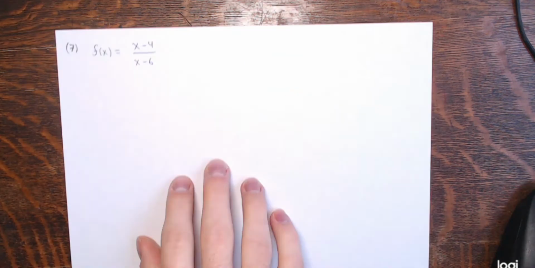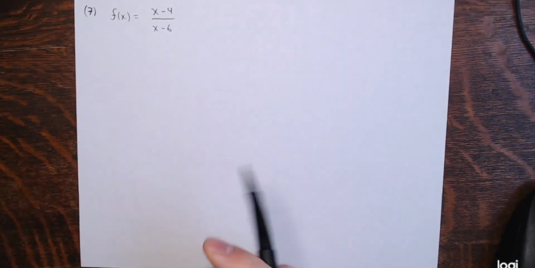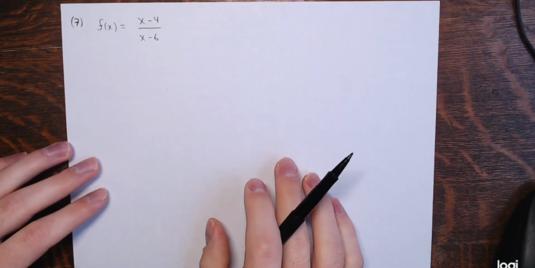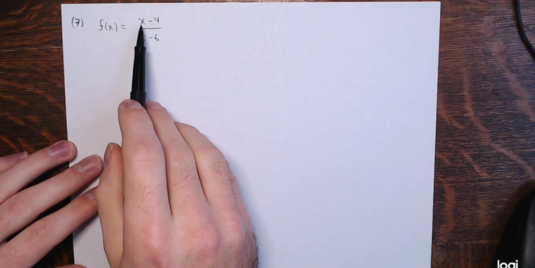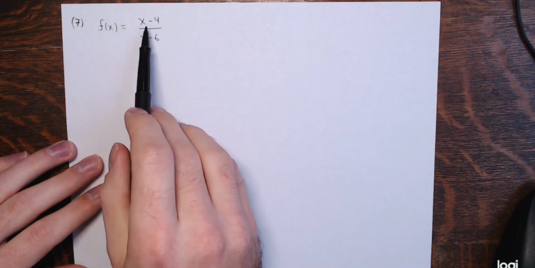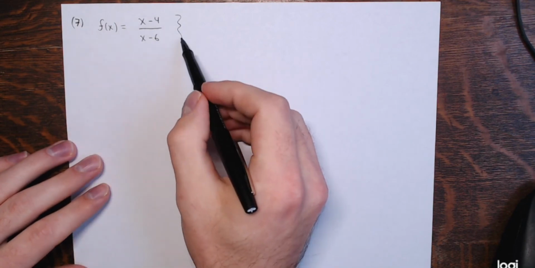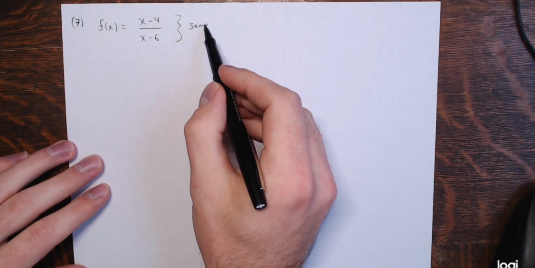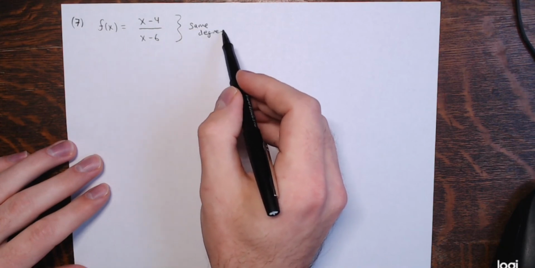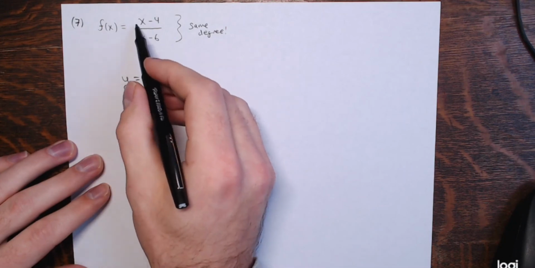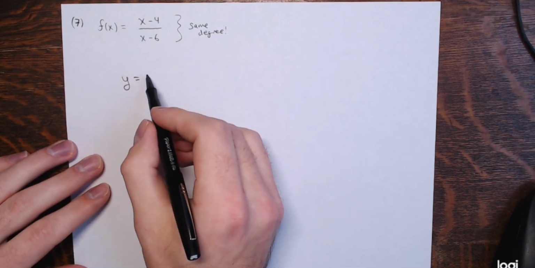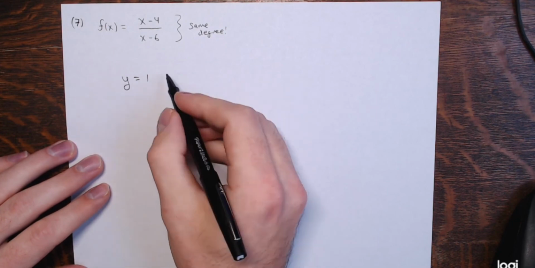Alright, and my 7th example, another pretty simple one, which I'll leave to you to check. You can go to the Desmos site or graph it yourself. f of x equals x minus 4 divided by x minus 6. They're both the same degree. So once again we have that case where they're the same degree. So y equals just the ratio of the lead coefficients, which is just 1 over 1. y equals 1. And that's a horizontal line, right?